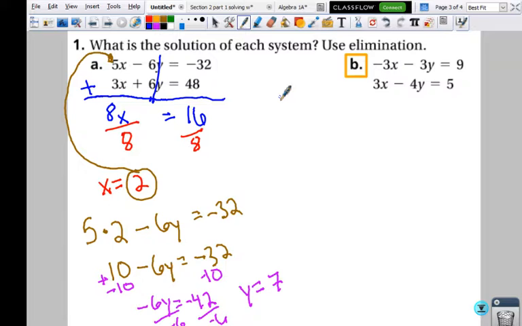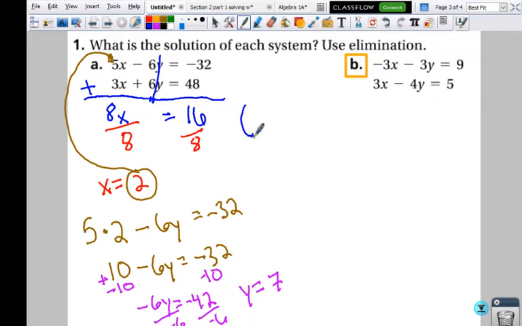Alright, are we done, Keith? We're close. We did all our work, but what does our final answer have to look like? Parentheses. It's x and y. Alright, my final answer needs to be in parentheses, so we did all our work.